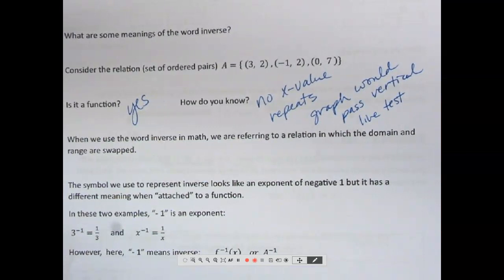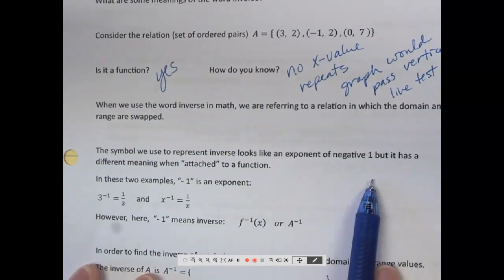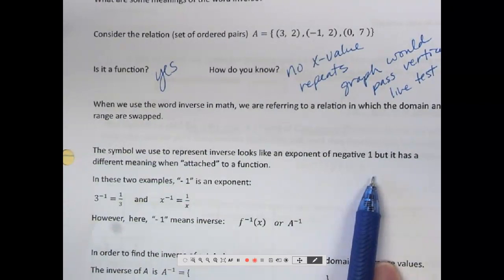Okay? All right. So when we use the word inverse in math, we're referring to a relation, set of ordered pairs, in which the domain and range are swapped. And the symbol that we use to represent inverse looks like an exponent of negative 1. And I think notationally this is one of the most confusing things in math. Because sometimes this negative 1 means exponent, sometimes it means inverse. So you have to really be careful to see what it's attached to.